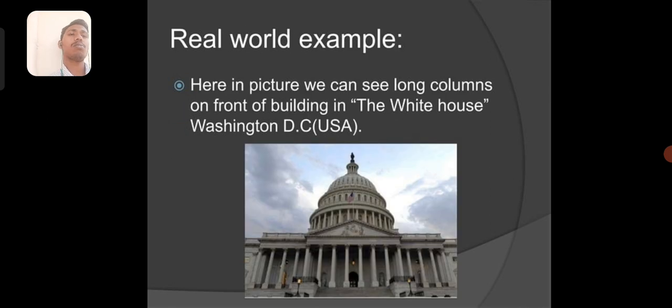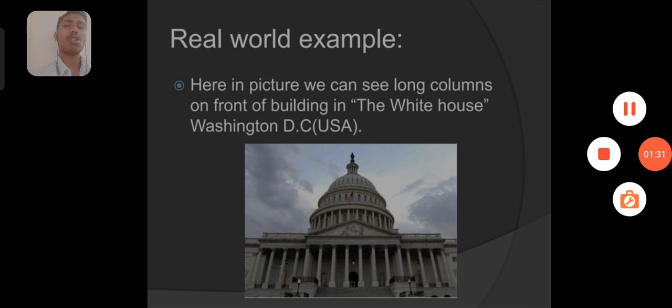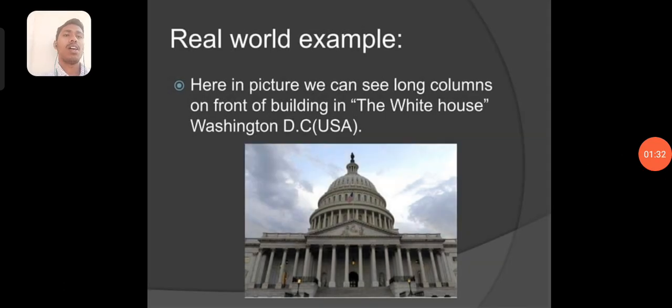A real world example: here in the picture we can see the long columns on the front of the building. The building is known as the White House, which is in Washington DC.